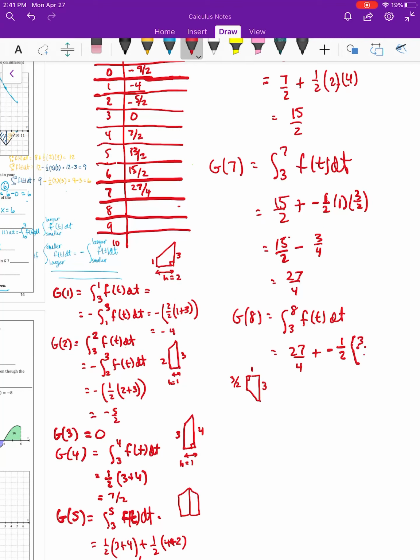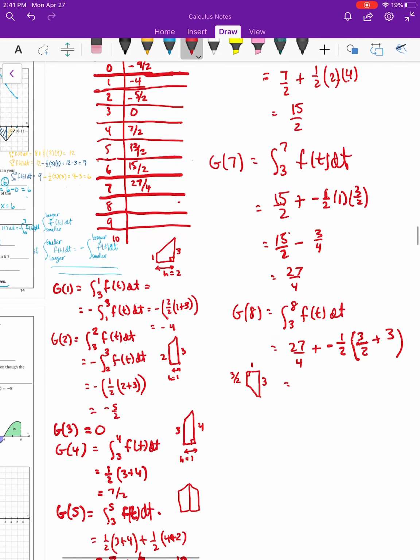Well, I mean, you could. I'm not saying it's wrong. I'm just saying that's why I'm not doing it. I think it gets too confusing when you're doing it like that. So this is going to be 27/4 minus, and if I made that 6 halves plus 3 halves, that'd be 9 halves. So this is a negative 9/4. So this is going to give us 18/4, which is 9 halves.